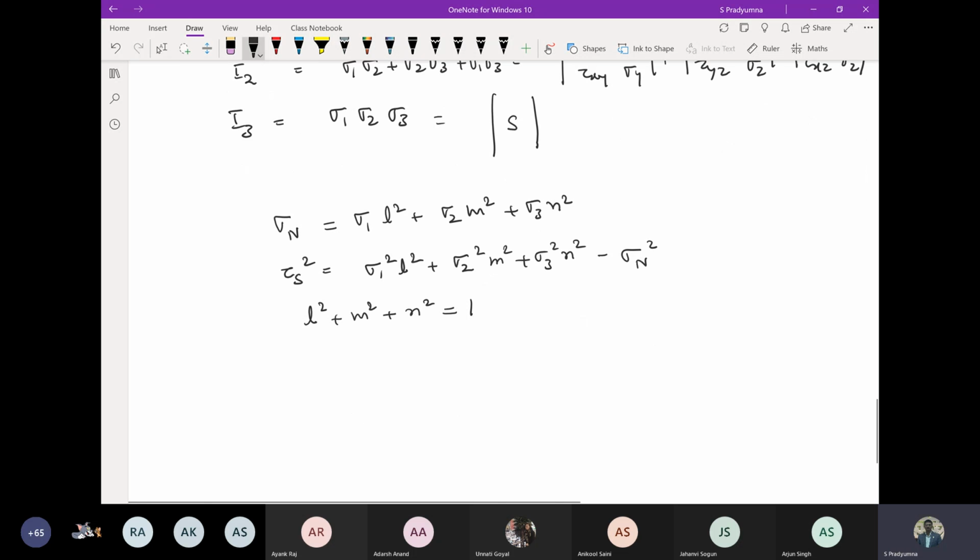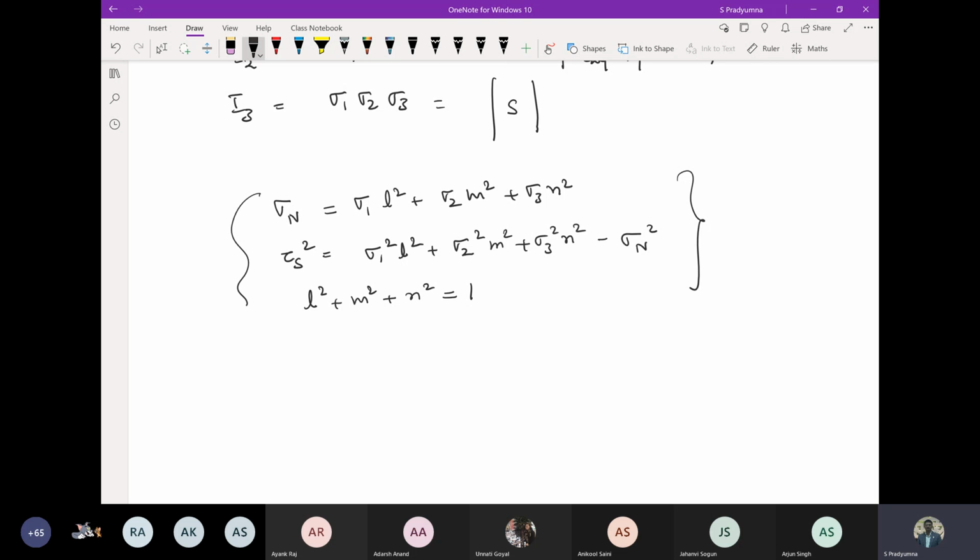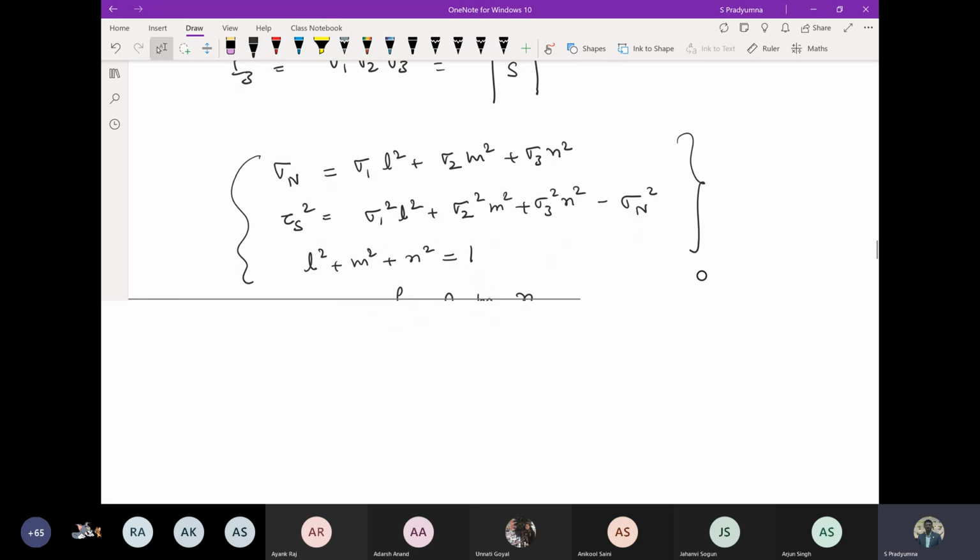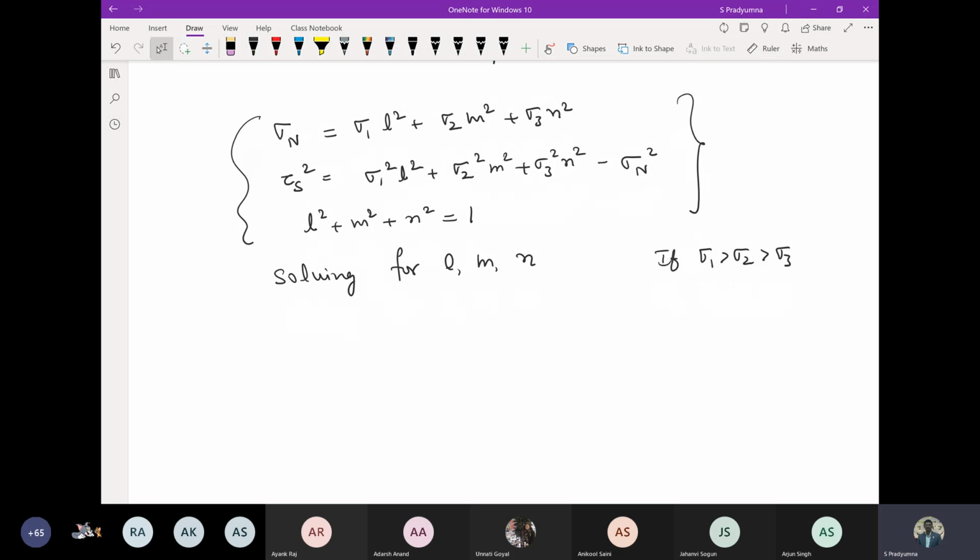Okay. Now consider these three equations. I can solve them by Gauss elimination or any appropriate approach to find the values of L, M and N. I want to know the direction cosines for this particular plane. So let us consider that sigma 1 is greater than sigma 2, which is greater than sigma 3. Okay, so we have arranged them in order.